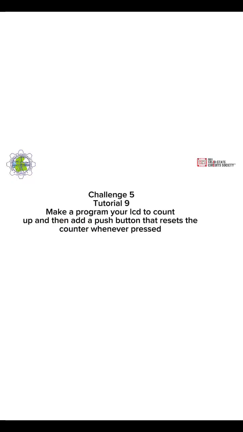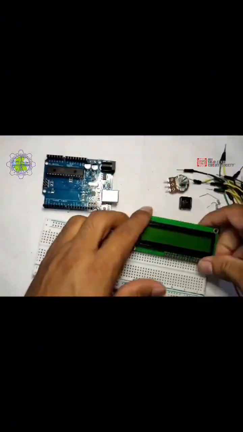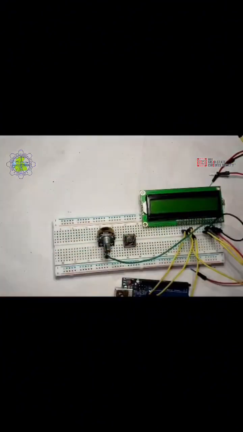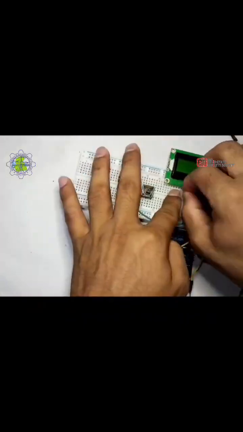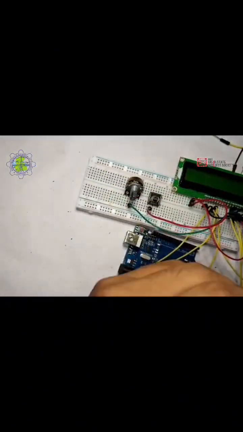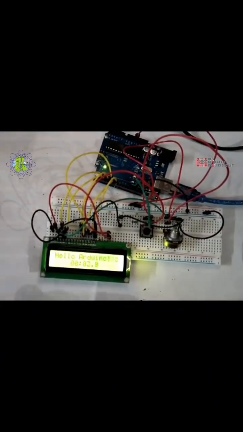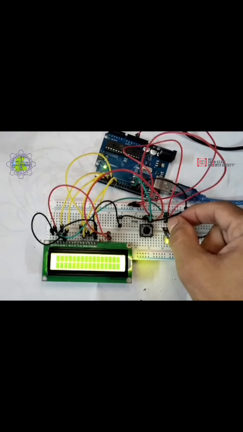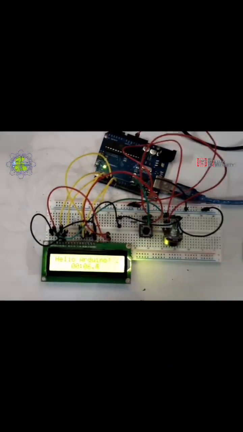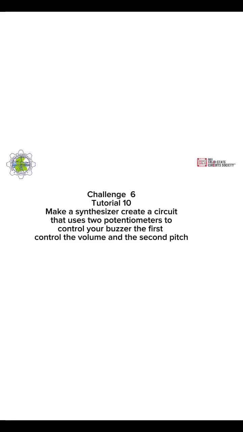Challenge 5. Tutorial 9. Make a program for your LCD to count up and then add a push button that resets the counter whenever pressed. Challenge 6. Tutorial 10. Make a synthesizer. Create a circuit that uses two potentiometers to control your buzzer: the first controls the volume and the second the pitch.